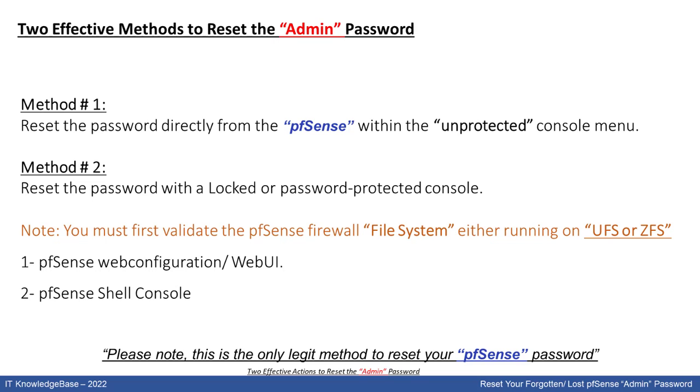There are only two official and effective ways to reset your pfSense admin user password. Method number 1: reset the password directly from pfSense within the unprotected console menu. Method number 2: reset the password with a locked or password protected console. Please note, you must first validate the pfSense firewall file system, whether it is running on UFS or ZFS. You can find the file system from the web configuration, the web UI, and from the pfSense shell console. Please note, this is the only legit method to reset your pfSense password.